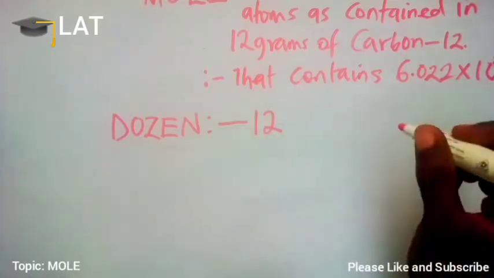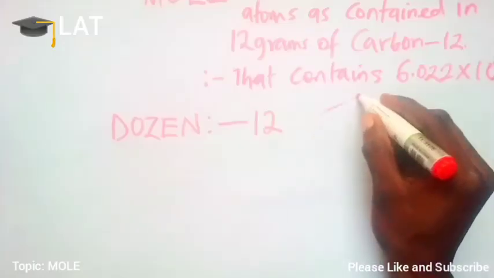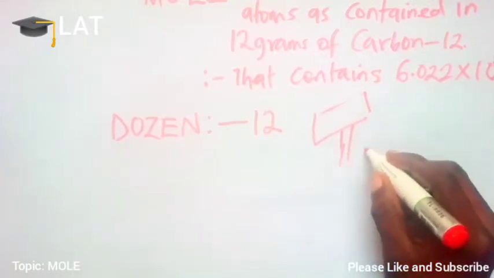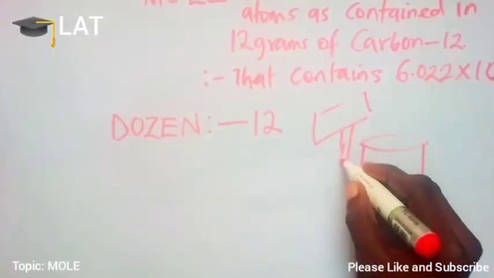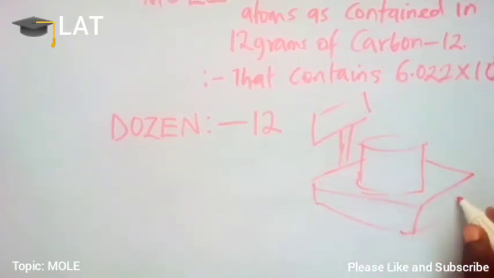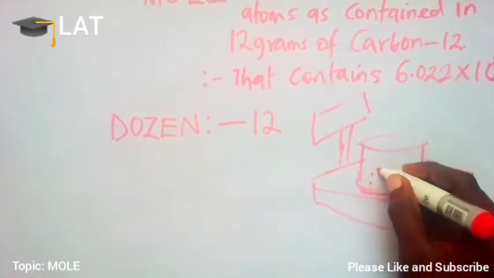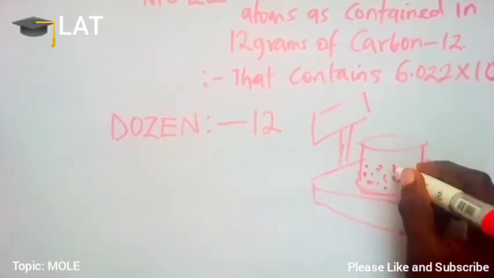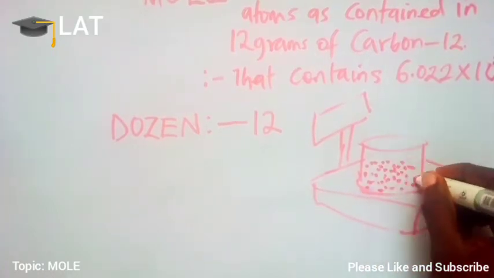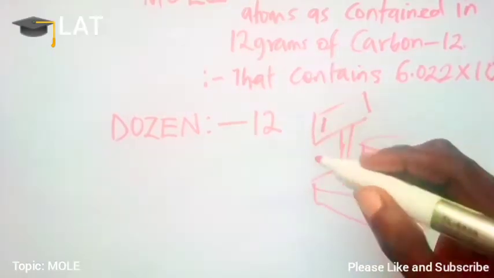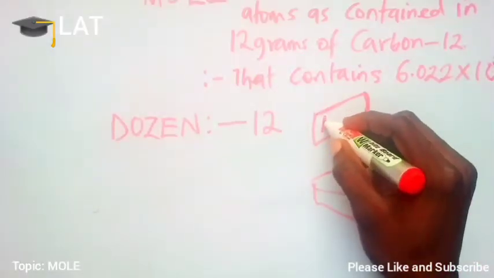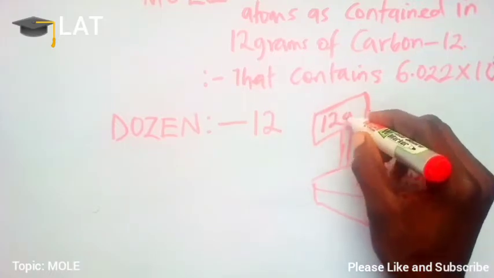In essence, what they're trying to say is, if you get a weighing balance, a weighing scale or a weighing machine, and you put a bowl on it, let's say this is a weighing scale. You now measure 12 grams of carbon. Let's say this is carbon, a lot of carbon inside. Picture it maybe like sand, plenty of sand, you understand? Or something else, not sand. Sand is more of silicon or something.